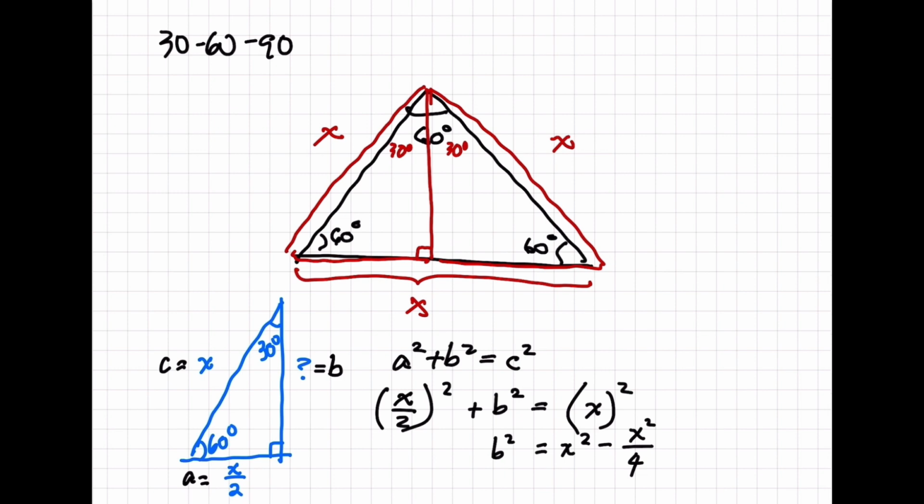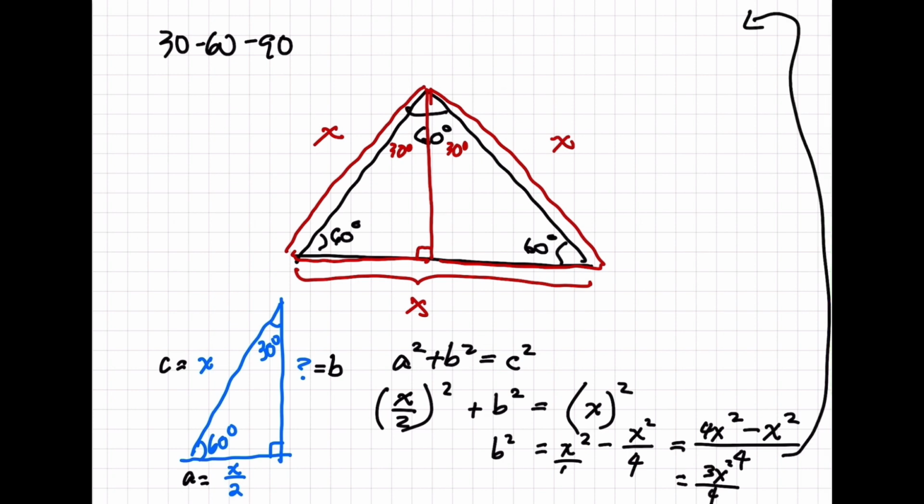Now we want to get the common denominator of this 2, so that's 4. This is 1, so 4 divided by 1. 4 divided by 1 is 4 times x squared, that's 4x squared. Then you have x squared here. Then that's going to be 3x squared divided by 4. I'll continue it here. Our b squared will look something like this: 3x squared over 4.